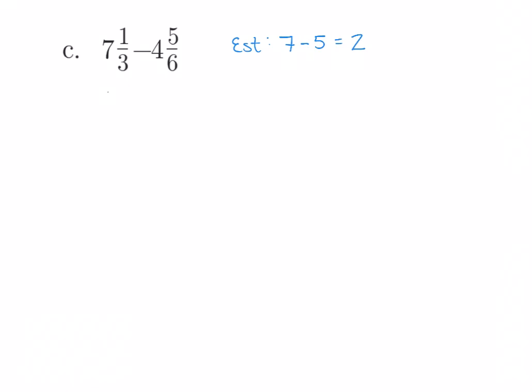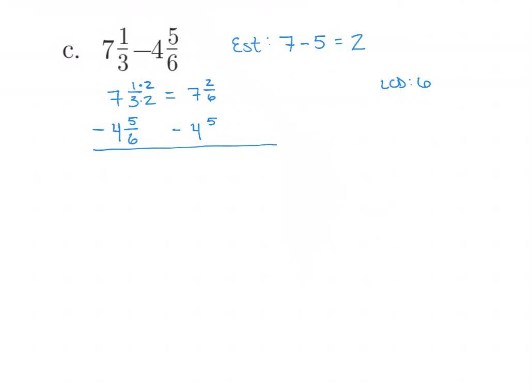All right, so let's go ahead and do the exact answer now. The first thing I want is the LCD. A number that is divisible by 3 and 6 is 6. So my top fraction, I need to multiply by 2. We get 7 and 2 over 6 minus 4 and 5 over 6.